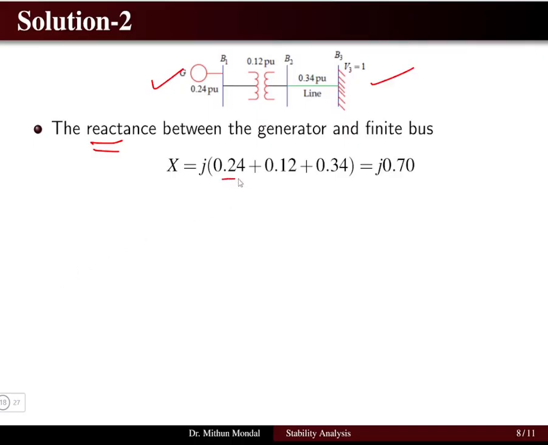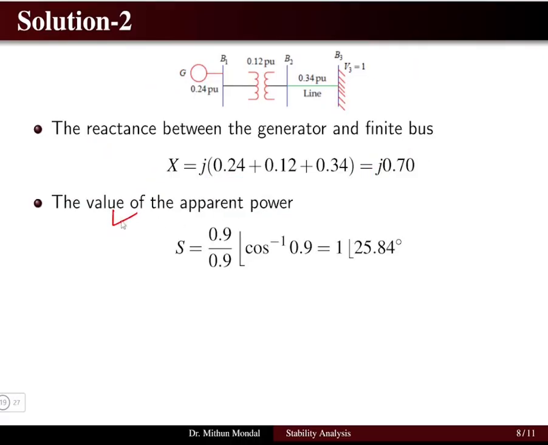So we have to simply add all the reactances of the generator, the transformer, and the transmission line to determine the total reactance of the system. So the total reactance is coming to be j0.70. Now the value of apparent power we can calculate because 0.9 is the power factor, lagging, and we have the real power 0.9. So we can divide by 0.9. So we're getting 1 angle 25.84 as the apparent power in per unit system.